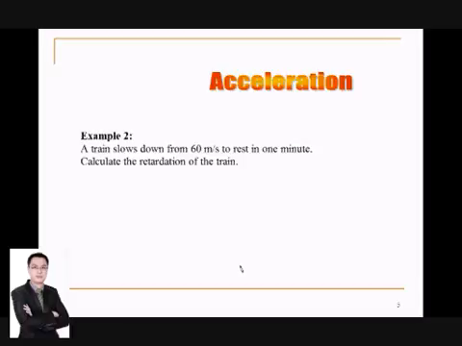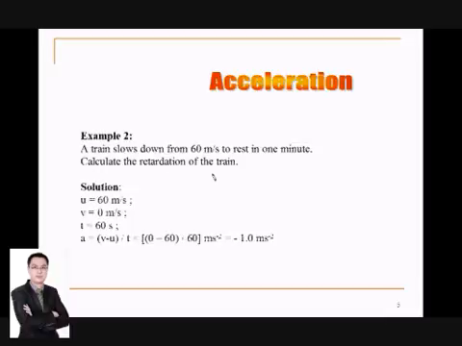Alright, you have this example 2. A train slows down from 60 meters per second to rest in a time of 1 minute. What is the retardation of the train? So we look at the solution. All the information is given. Substituting into the formula, you end up with minus 1 meter per second square. So the acceleration is negative 1 meter per second square. Now retardation is understood to be negative acceleration, so when we present the answer, we don't need to put in a negative sign. It's just 1 meter per second square to refer to retardation.